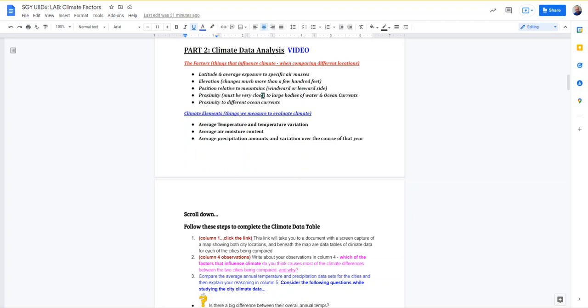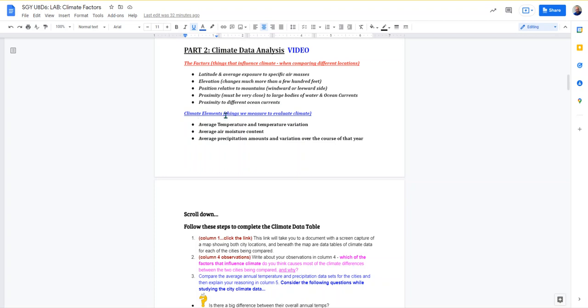Proximity or nearness to large bodies of water, that would be large lakes like the Great Lakes or oceans. Proximity to different ocean currents. A simple example would be off the east coast of the United States, we have a famous current called the Gulf Stream, which comes from down near the Gulf of Mexico and is warmer, and it influences our climate, keeping us milder and wetter. Whereas the California current on the west coast comes from the north and brings colder air and therefore drier conditions to the west coast.